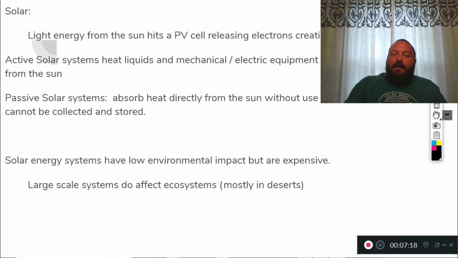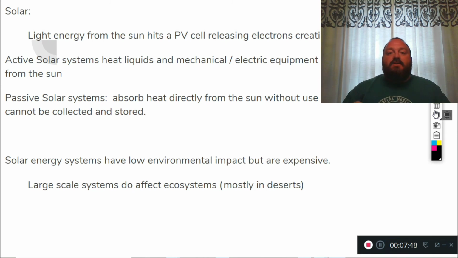Other forms, we have solar. Again, you guys should know how solar energy is used to produce electricity. The sunlight comes down, and the light energy hits that photovoltaic cell, the PV cell. That's going to release electrons from that silicon wafer, and those electrons then flow through a circuit. That generates an electric current, which then powers our electrical appliances. It's a great form of electricity generation because it's a clean source of energy.